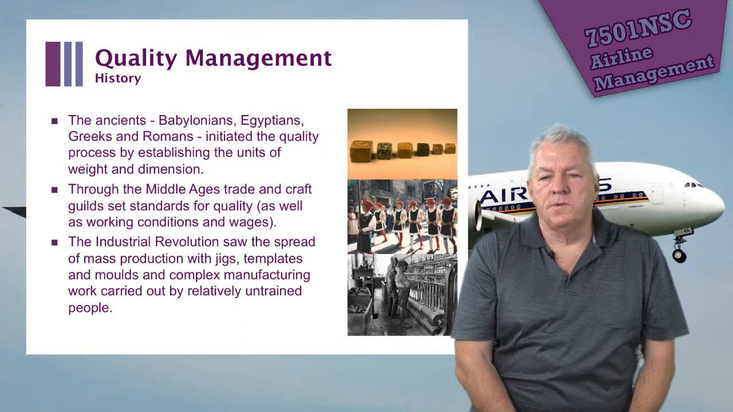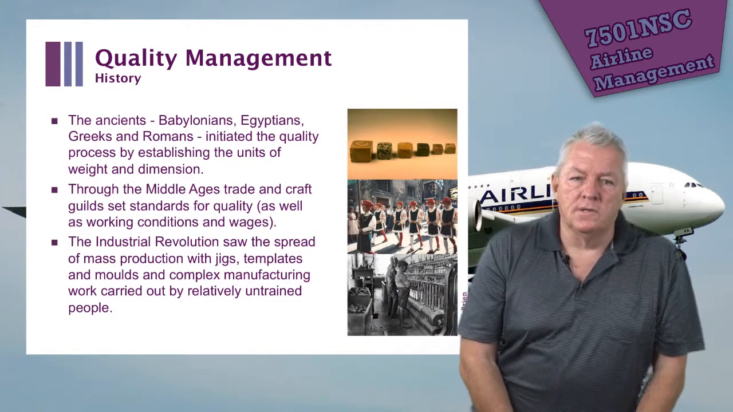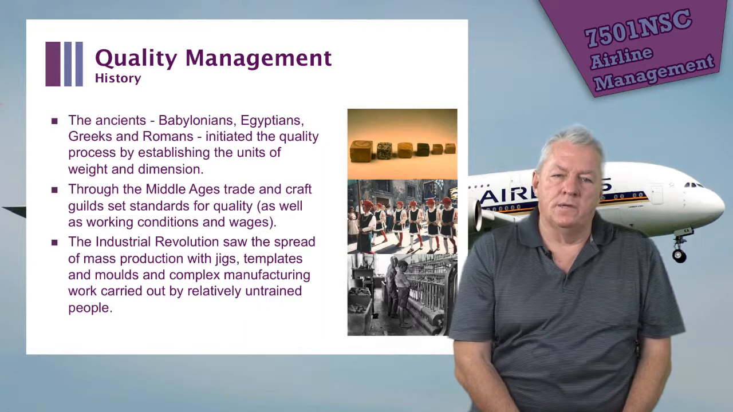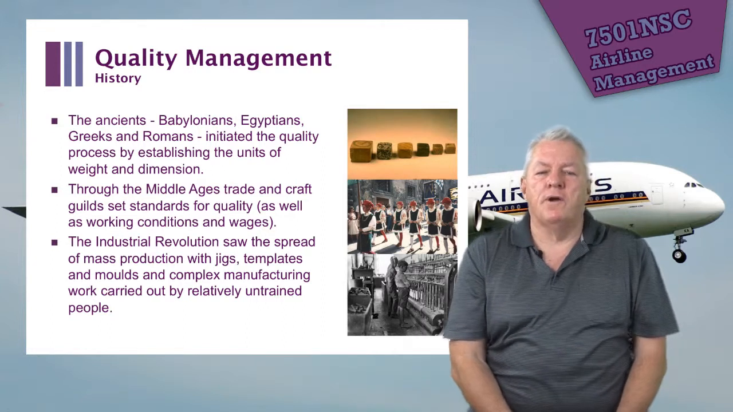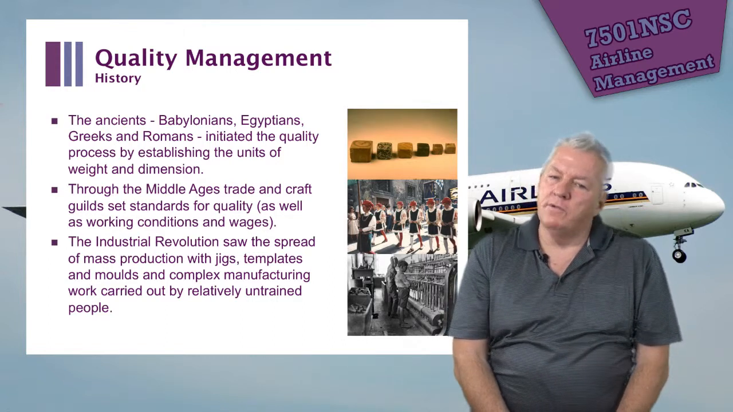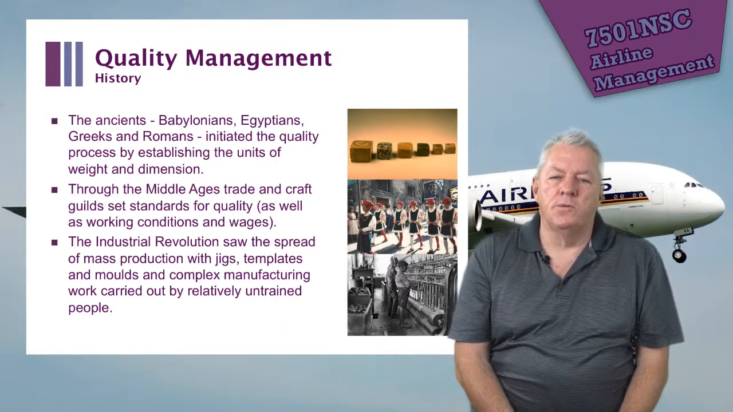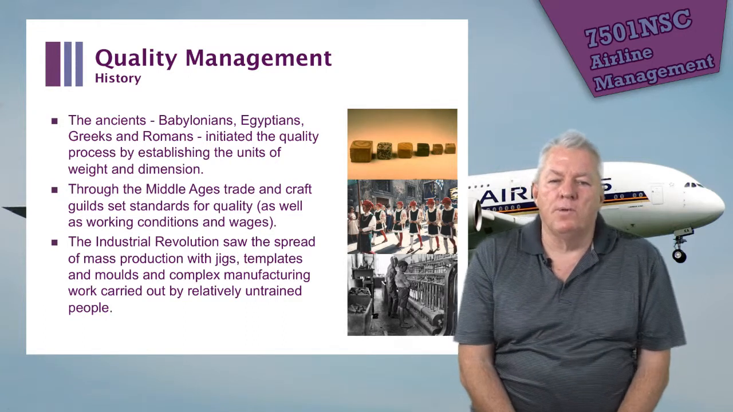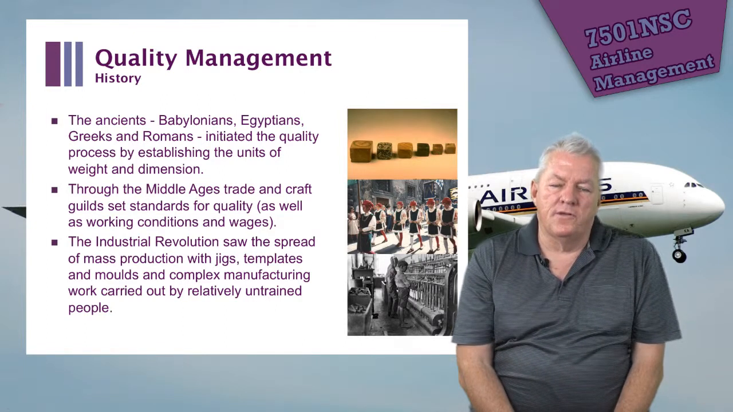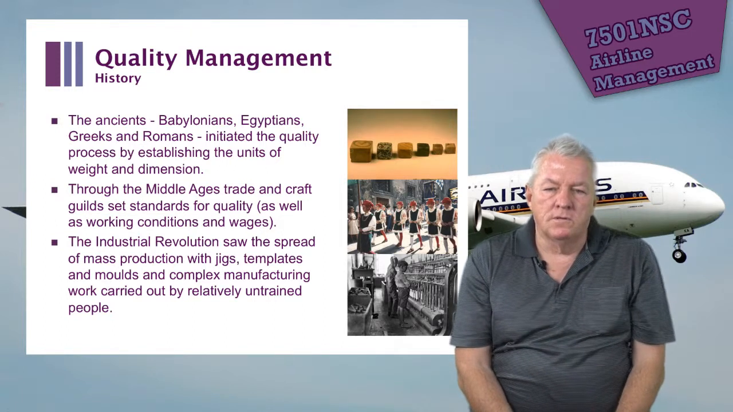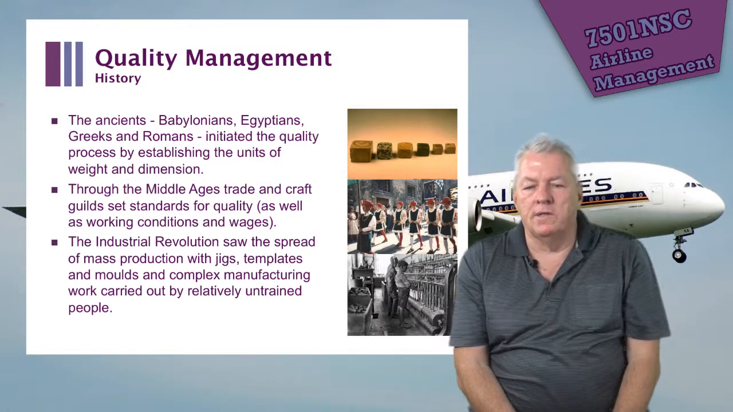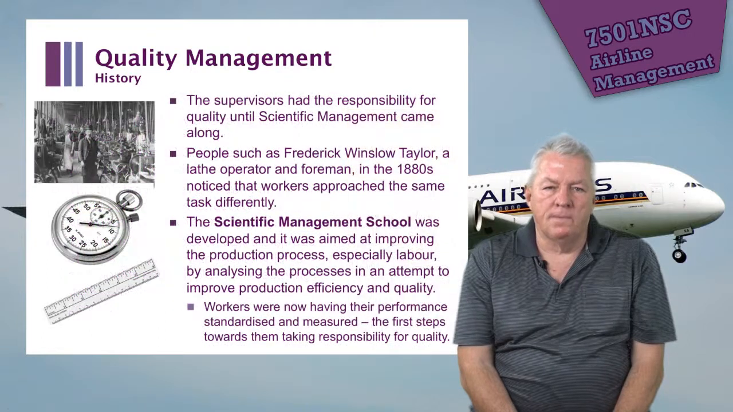The history of quality management is really interesting because the ancients initiated the quality process by establishing the units of weight and dimension. Through the Middle Ages, trade and craft guilds set standards for quality, as well as working conditions and wages. The Industrial Revolution saw the spread of mass production with jigs, templates and moulds, and complex manufacturing work carried out by relatively untrained people. In the Industrial Revolution, if you look at the picture at the bottom right, there are 8 or 10-year-old boys operating the loom, and that was quite common.